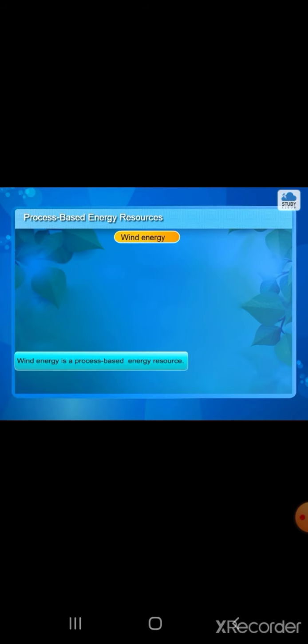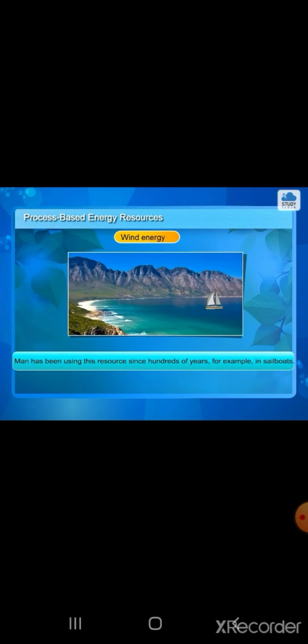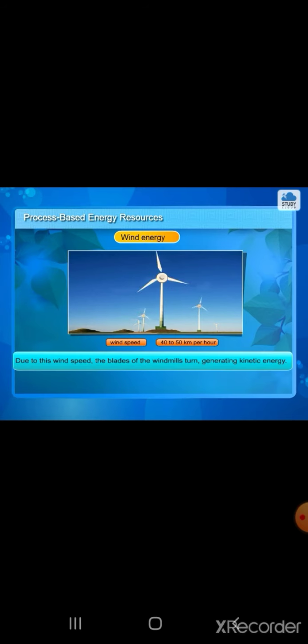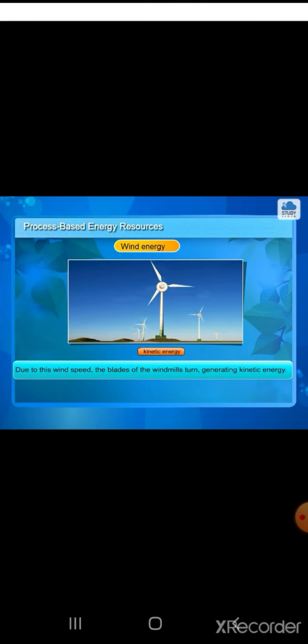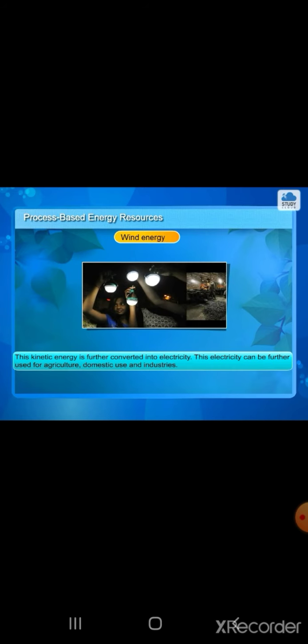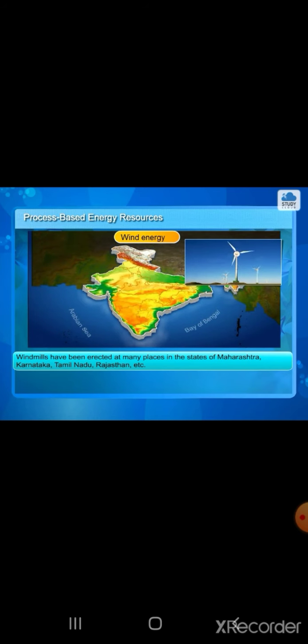Wind energy. Wind energy is a process-based energy resource. Man has been using this resource since hundreds of years, for example, in sailboats. But nowadays, wind energy is being utilized for power generation. For power generation, a wind speed of 40 to 50 kilometers per hour is required. Due to this wind speed, the blades of the windmills turn, generating kinetic energy. This kinetic energy is further converted into electricity. This electricity can be further used for agriculture, domestic use, and industries. Windmills have been erected at many places in the states of Maharashtra, Karnataka, Tamil Nadu, Rajasthan, etc.